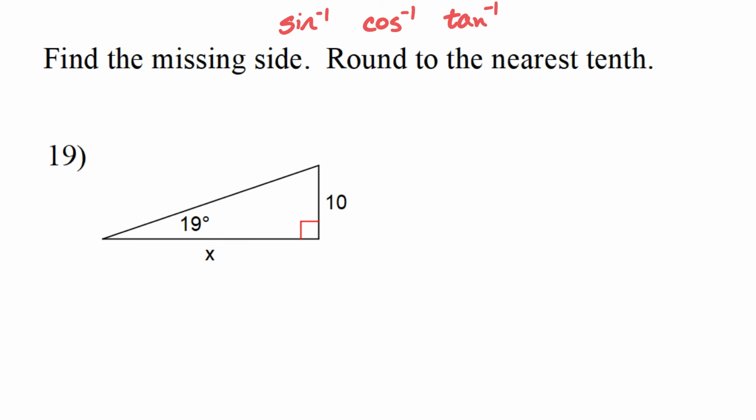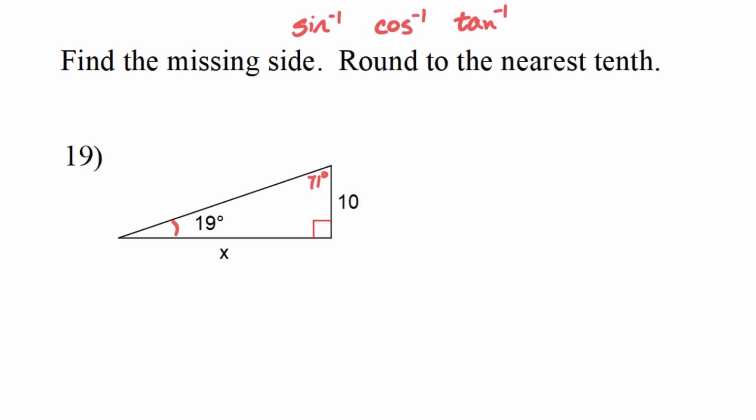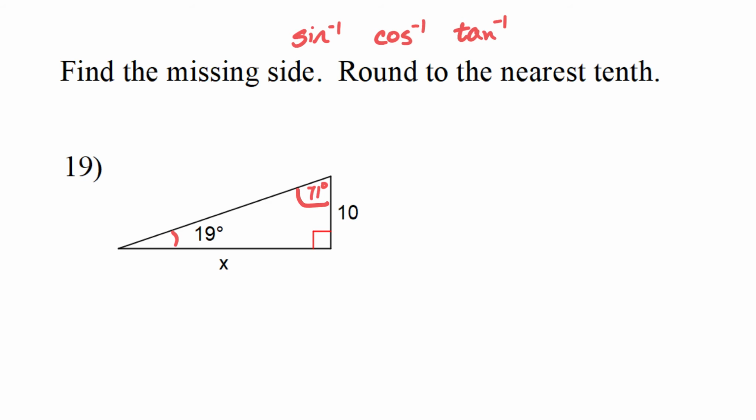For instance, if this is an angle of 19 degrees, that means this one is an angle measurement of 71, because that's the degrees left. So 71 degrees is a lot more than 19. So this side of 10 better be a lot smaller than whatever I get for x. So think about that as you do these, and as you evaluate your answer, because that's pretty important as well.